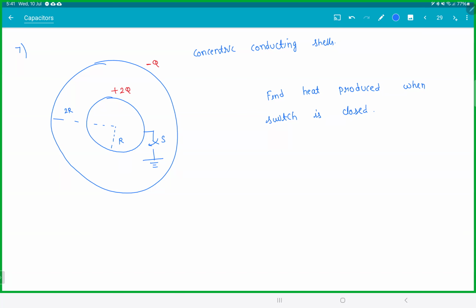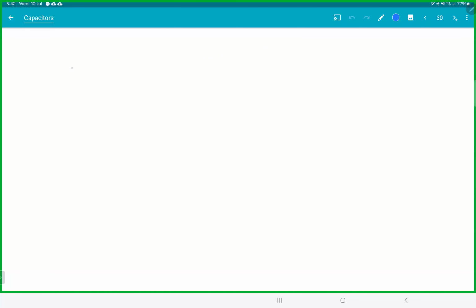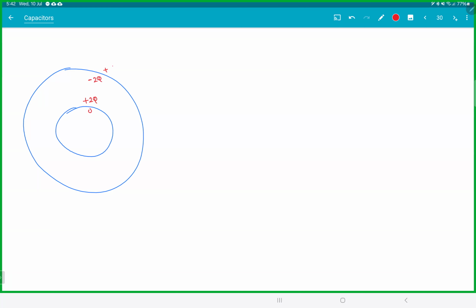How to do this thing? See, first let's find the charge distribution. Before the switch is closed, what is the charge distribution? This is plus 2q, inside is 0. So this is minus 2q, this is plus q. Agreed? This is the charge distribution before the switch is closed.